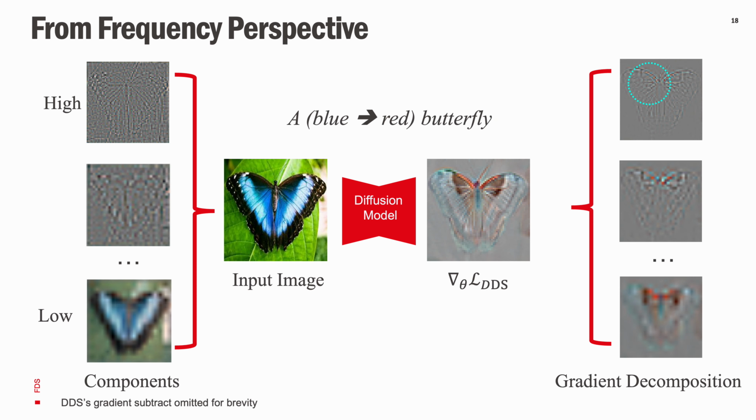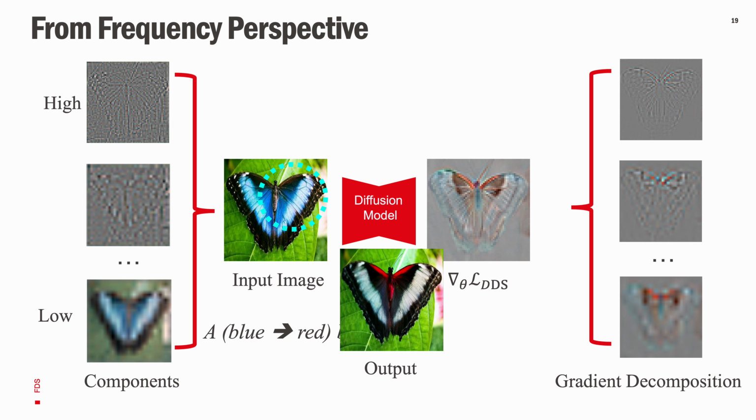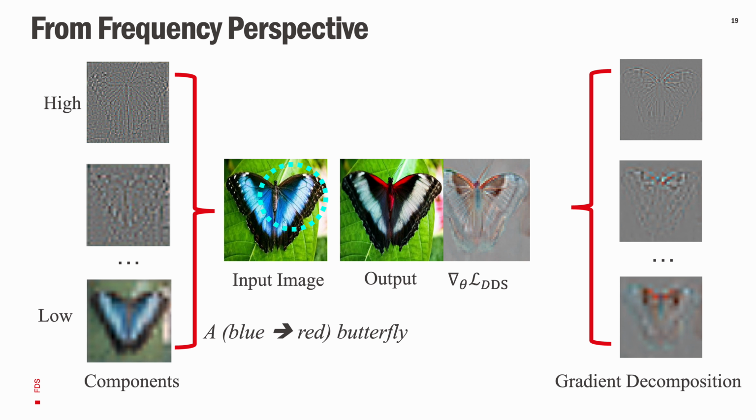When applying image editing, diffusion models take the input image and use delta score distillation to compute a gradient. This gradient can be further decomposed into different frequency subbands. Interestingly, even though ideally only the low-frequency components require editing, gradients are also observed in the high-frequency components, as visualized in the top right corner. Consequently, the result is a red butterfly, while the intricate structure on the wings are altered.